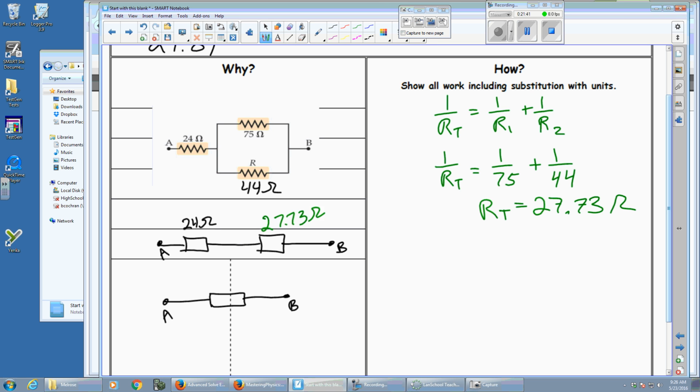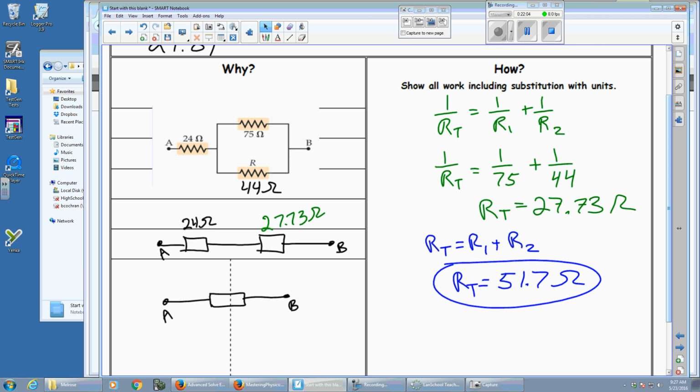And then I have 2 in series, so I'm going to use that R total is R1 plus R2 for those series ones, and get a final answer of 51.7 ohms. And that'll be my final equivalent resistance. I added the 2 together that were in series.